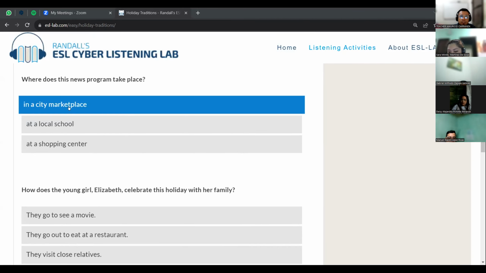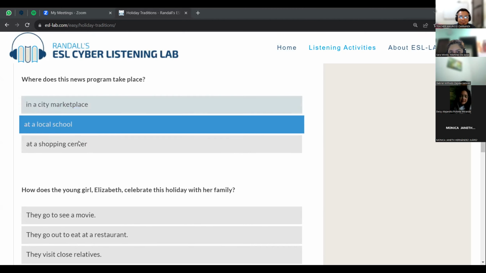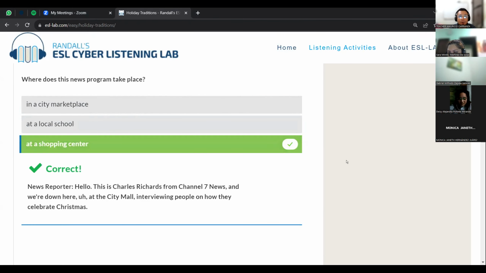Okay, just pay attention that marketplace is mercado, right? Es que él menciona mall, entonces yo digo que es shopping center. It says it's a mall, shopping center. That is correct. Look, it says, and we're down here at the city mall. Another way to say mall. City mall is shopping center. That's correct. This is the British way to say it. Es la forma británica de decir centro comercial, shopping center.